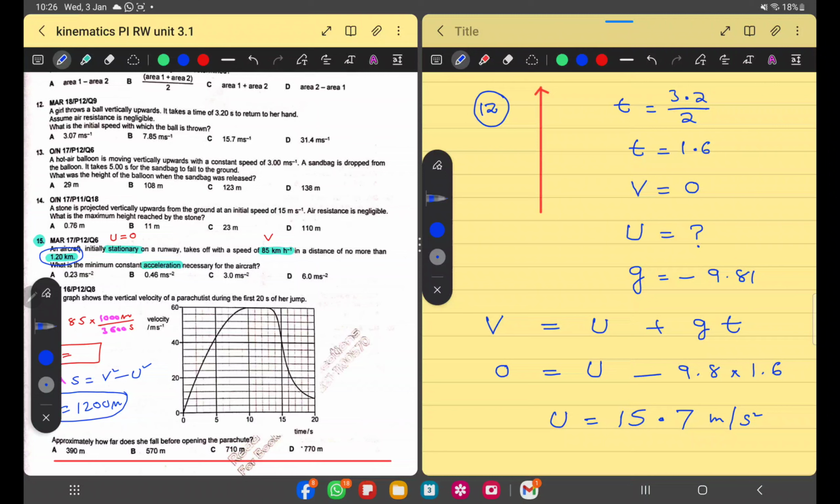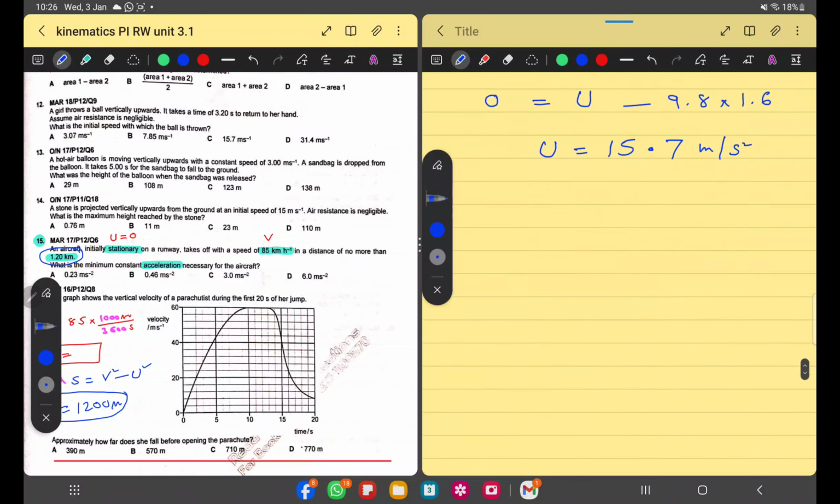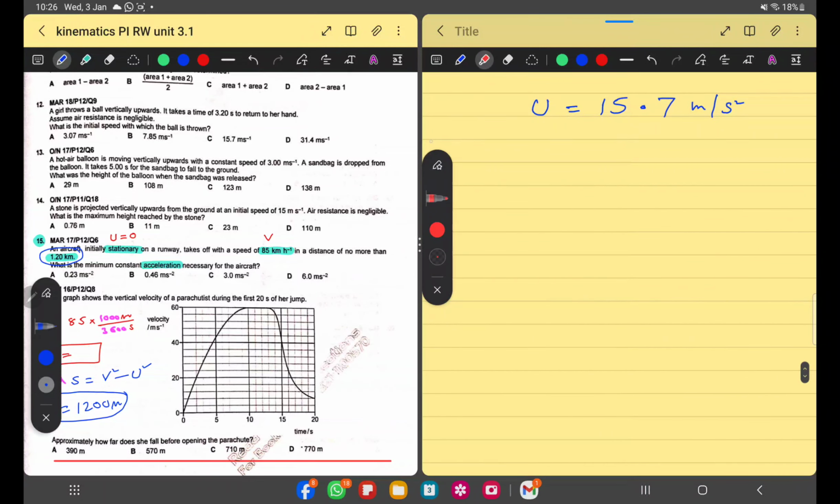Okay, beta. After question number 12, question number 13 we cannot solve today. We must solve it tomorrow. Now question number 12, now question number 14.